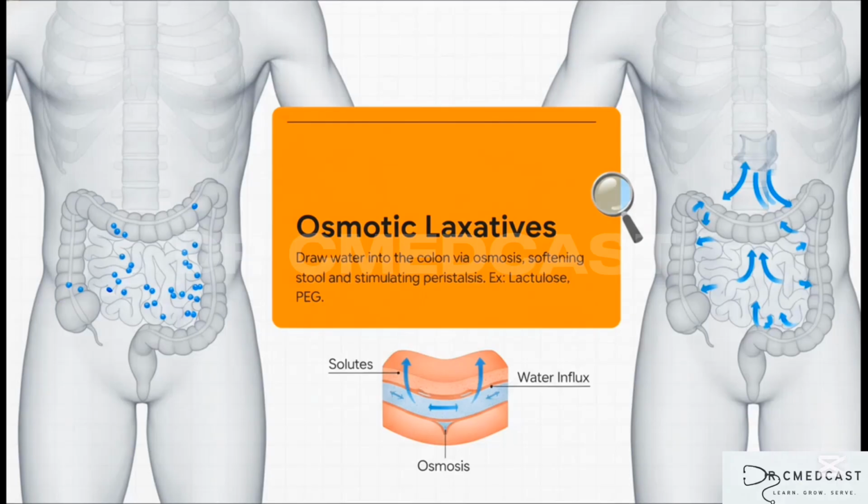Then you have the osmotic laxatives, like lactulose. These work on a whole different principle. These are substances that your body can't absorb, so when they get to the colon, they create this high concentration of solutes. And what does that do? It triggers osmosis, pulling water from the body right into the colon. The result? A softer, larger stool, which in turn stimulates peristalsis. It's just a different route to a similar outcome as the bulk formers.